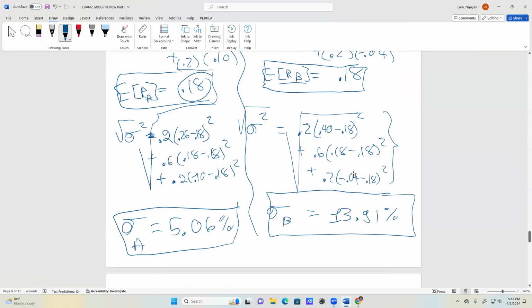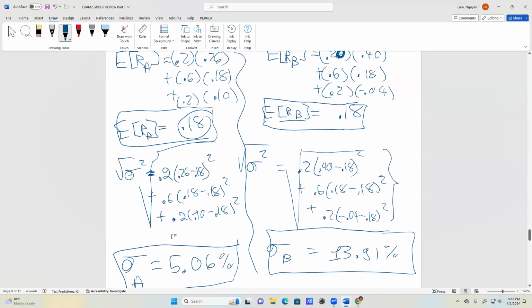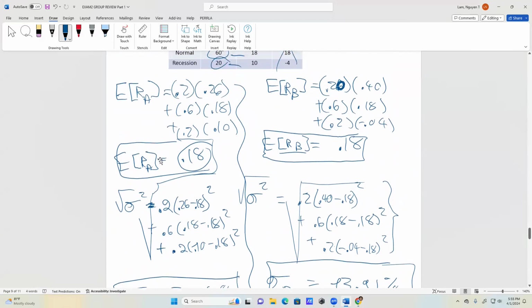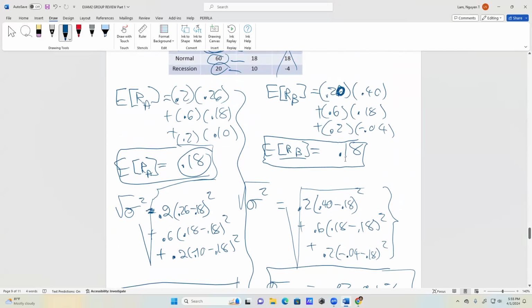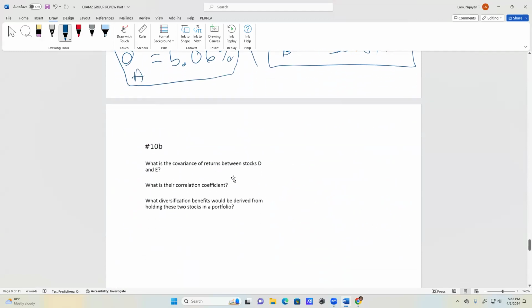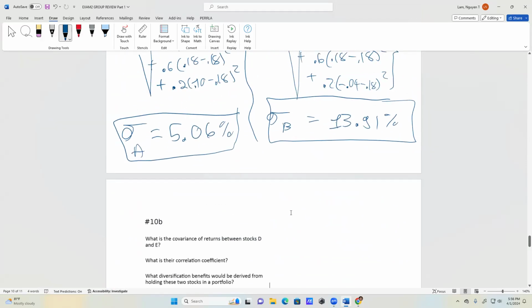So answer the question right here. What is the standard deviation of return for stock D and E? We find the standard deviation of A, the standard deviation of B. We know what equation to use. We know the small steps we have to take to arrive at the standard deviation. All right. Watch out for that ERA, ERB stuff. Okay. All right. Here, harder question right here. What is the covariance of return between stock D and E?